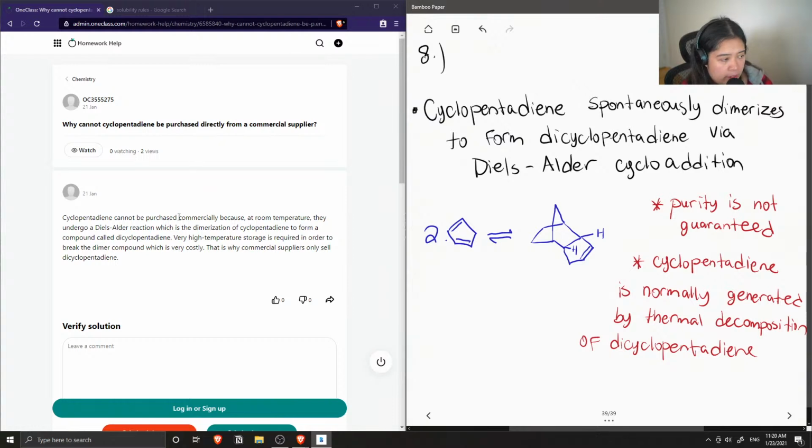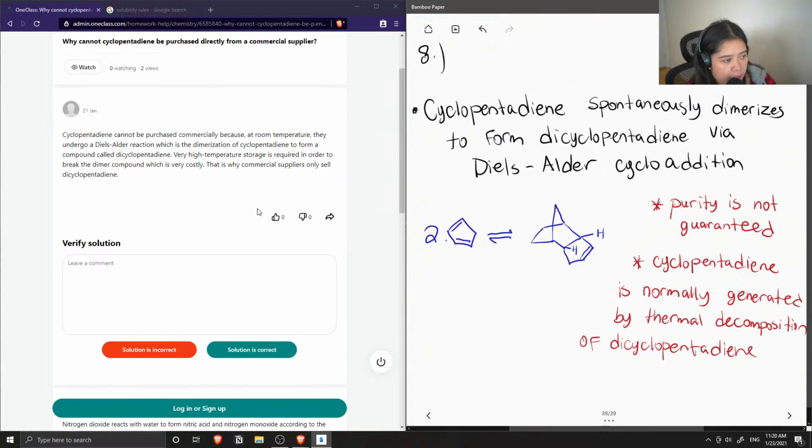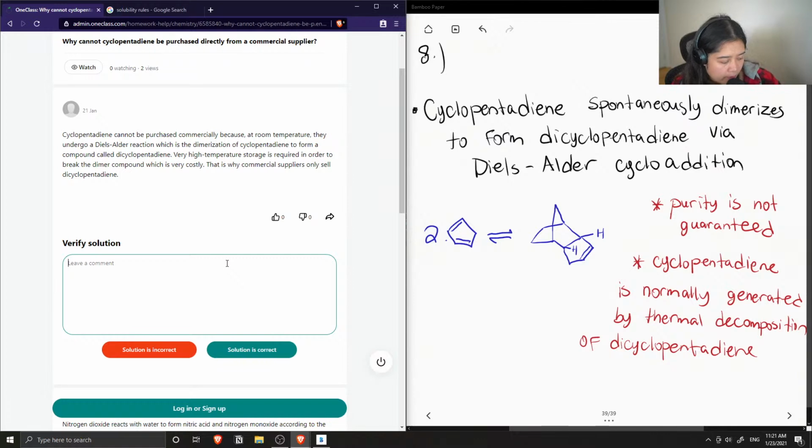So the junior tutor said that cyclopentadiene cannot be purchased commercially because at room temperature, they undergo a Diels-Alder reaction, which is the dimerization of cyclopentadiene to form a compound called dicyclopentadiene. Very high temperature storage is required in order to break the dimer compound, which is very costly. That is why commercial suppliers only sell dicyclopentadiene. Yep, so this solution is correct.